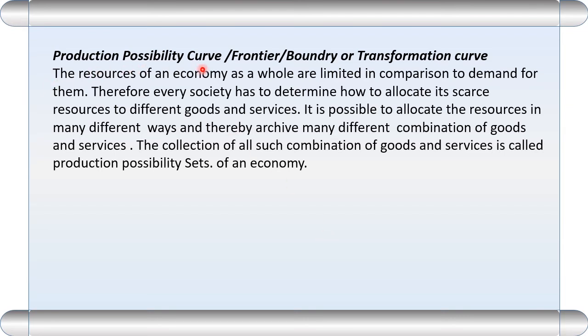Production possibility curve is known by different names. It is called the production possibility frontier. It is called the production possibility boundary. It is also called the production transformation curve. The resources of an economy as a whole are limited in comparison to demand. We know that we have unlimited demand, and the resources to meet these demands are limited. So in order to increase the production of one commodity, the production of another commodity has to be decreased. This leads to different alternatives, and when we represent all these alternatives through the curve, it is called the production possibility curve.